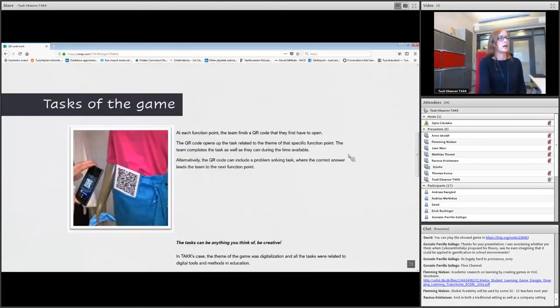The idea of the game is that when a team arrives at a function point, they find a QR code, they open up the QR code, and they find their first task. The task can be anything. Usually it is a problem that the team needs to solve together. They need to complete the task within that given time and complete it as well as they can. Or alternatively, instead of a task that they solve at that checkpoint, the QR code can open up a problem where the correct answer leads the team to the next function point.